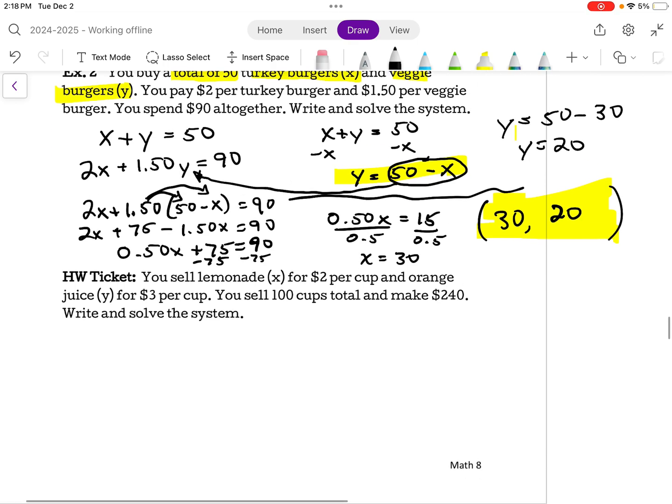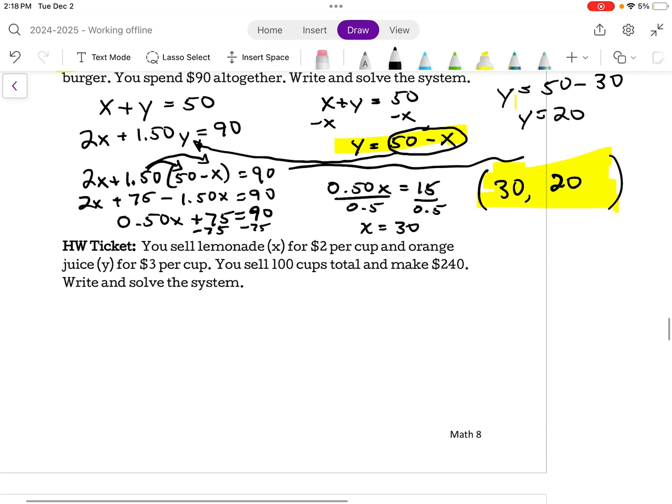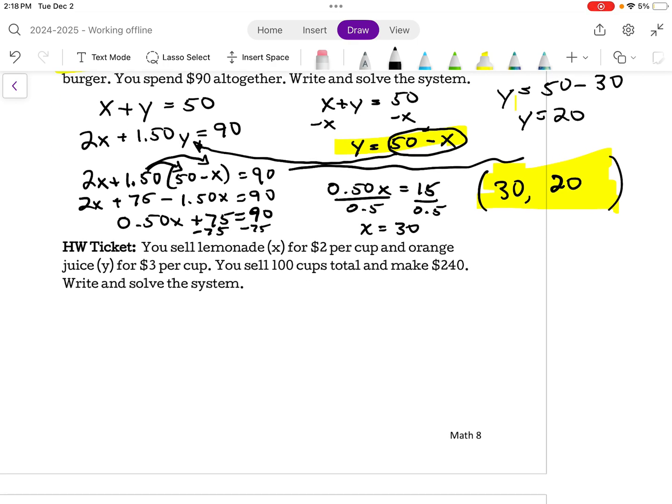Okay, let's look at another word problem, which is done similarly here. It says you sell lemonade for $2 per cup and orange juice for $3 per cup. So I have $2 times the amount of lemonade cups plus $3 times the amount of orange juice, and altogether that adds up to $240 of profit. It also says I sell 100 total cups. So I would say x plus y is equal to 100.